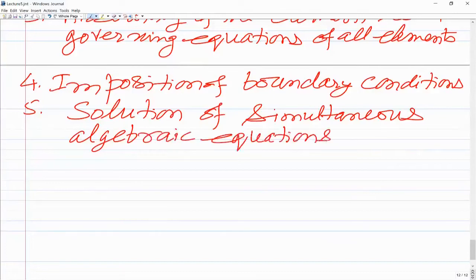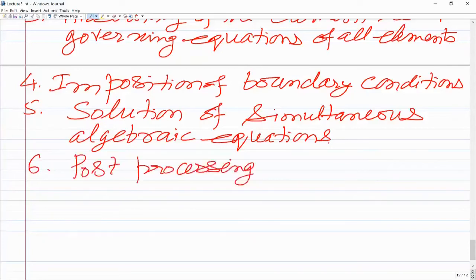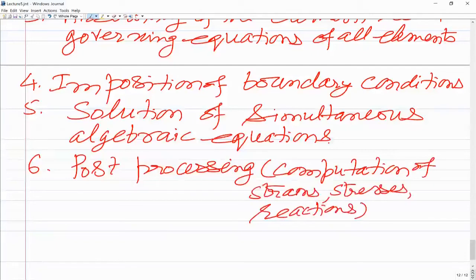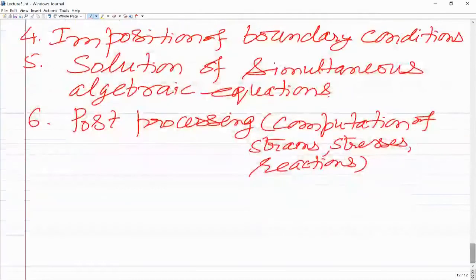And then the last step is post processing. In post processing, what we do is computation of strains, stresses, and reactions. These come under post processing. So these are the six steps in the finite element analysis, in any finite element analysis you carry out.